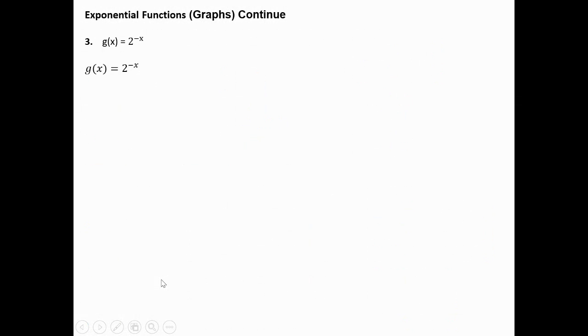Now, let's do g of x equals 2 to the negative x. Remember the exponential rules for negative exponents? You do the reciprocal, or you put 1 over it, and it becomes positive. Eventually, this is similar to 1/2 to the x power. Remember when I said last week, this is the same thing as 2 over 1 to the negative x power. You do the reciprocal, and it becomes positive.